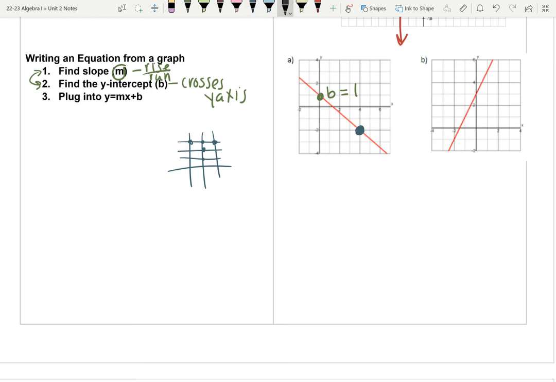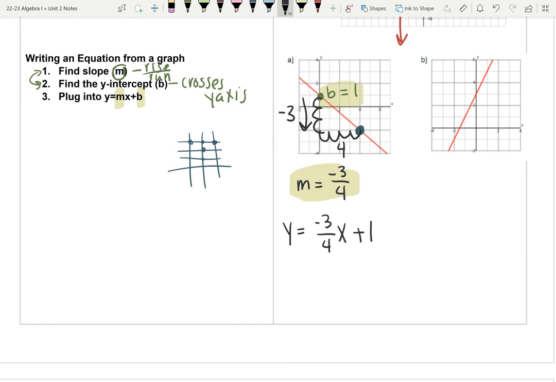And now from there, I'm going to count. I'm going to go down 1, 2, 3. Because I went down, that's a -3. Then I'm going to go to the right, 1, 2, 3, 4. To the right 4. That means that my m would be -3 over 4. Now all you have to do is plug in your m for the m here, and your b for the b here. So my line would be y equals -3/4 x plus 1.